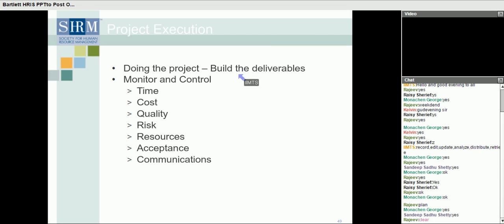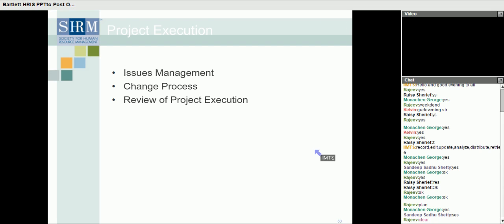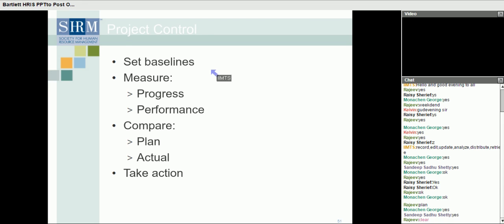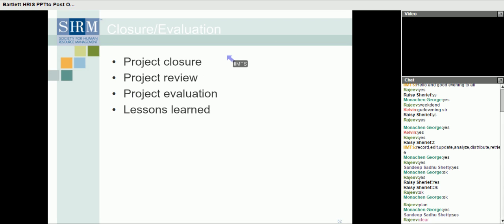Then doing the project, building the deliverables, monitor and control: time, cost, quality, risk, resources, acceptance, and communications. Then project execution, issues management, change process, and review of project execution. Then project control, set baselines, measure progress performance, compare plan and actual, take action. Then closure evaluation, project closure, project review, project evaluations, and lessons learned.